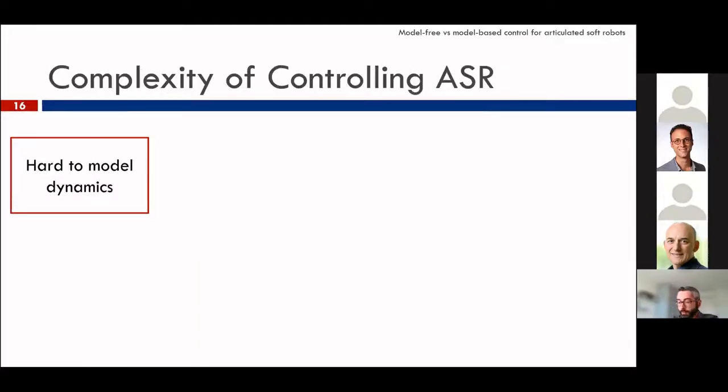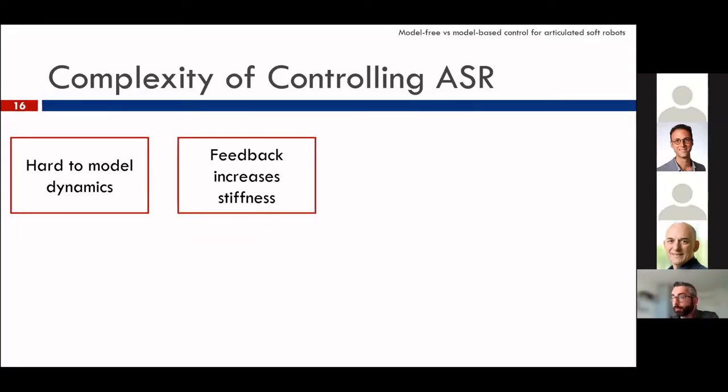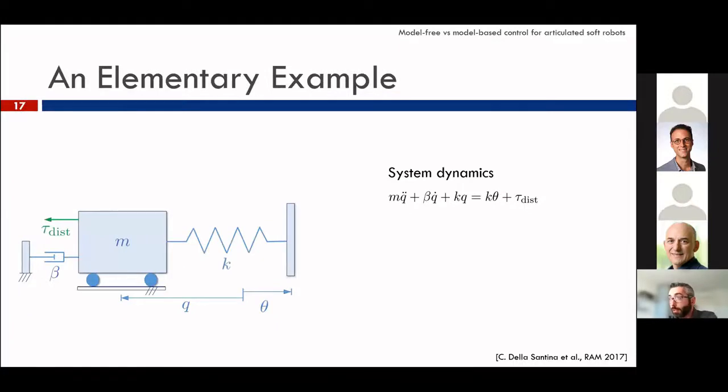But as I said, usually the model that we have is not completely reliable and accurate. So the typical solution in this case is to add a feedback component to increase the robustness of the controller. But as I just said, feedback increases the stiffness. And I can show you that with a very simple example. In this case, we are considering this mass spring damper system, whose dynamics is this one. The input is theta, and the stiffness is K.